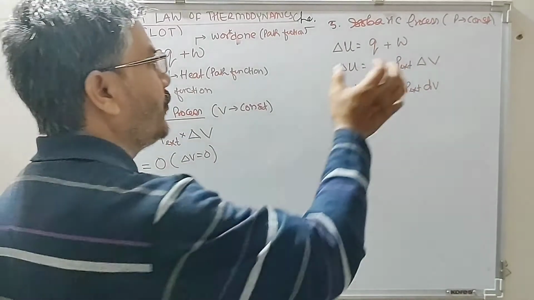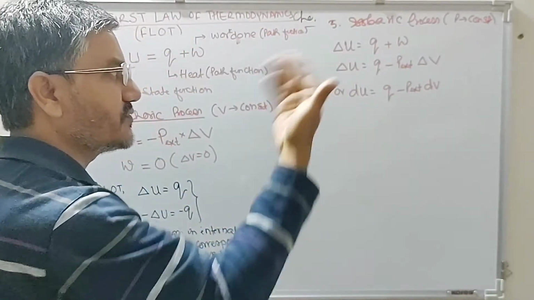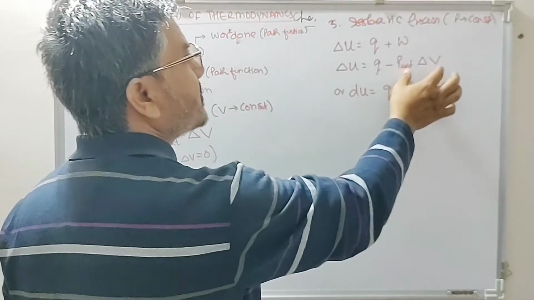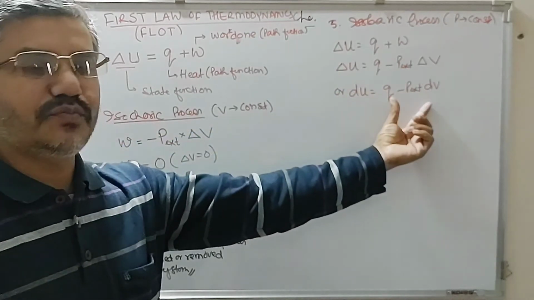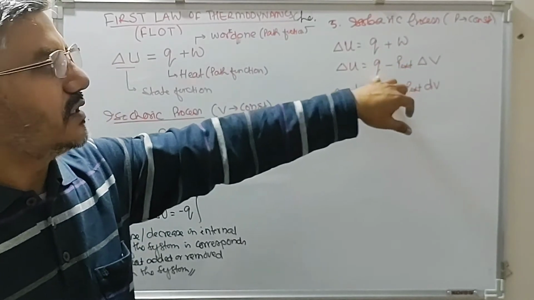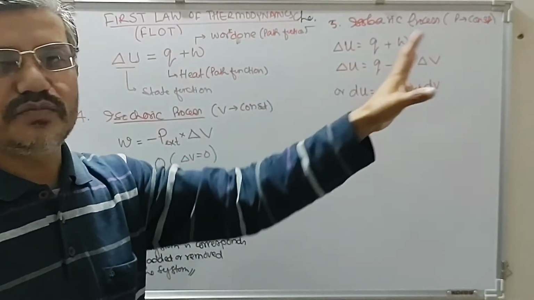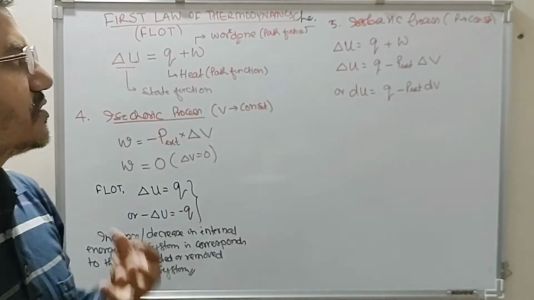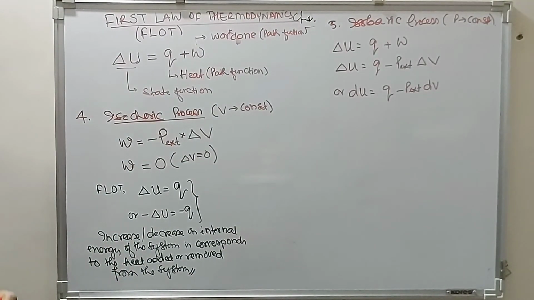If we know the values of these two quantities, Q, the heat transferred or removed from the system, and P external into delta V, we can easily define the change in internal energy. This difference may be positive or negative. If the work done is more than the heat supplied, then this becomes negative, or if heat supplied is more than the work done, then it is positive. So there is an increase or decrease of internal energy corresponding to the values of these two terms, heat and work done. These are some of the important conclusions from the first law of thermodynamics.